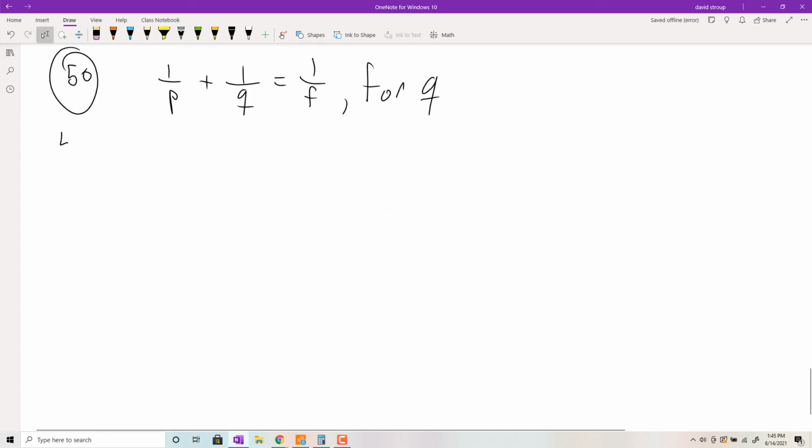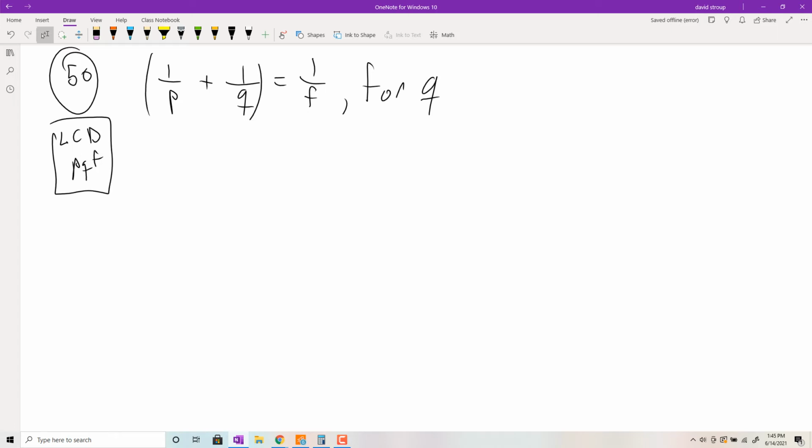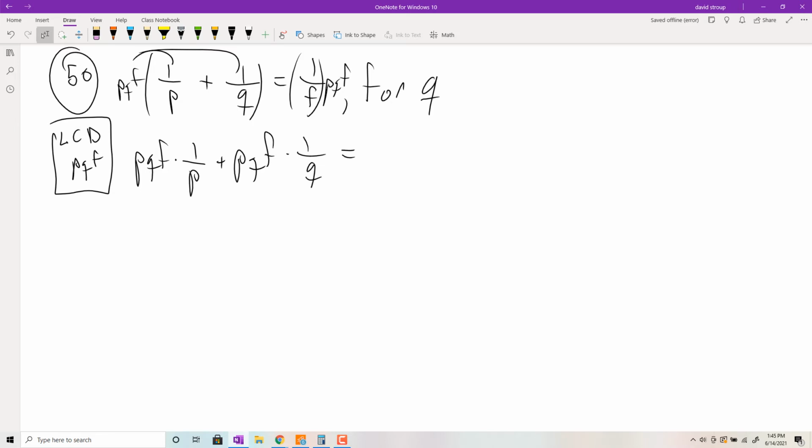So anyways, I'm going to get my LCD here, and again it's PQF. So I'm going to multiply this by PQF, multiply this by PQF. Okay, distribute. So I have PQF times 1 over P plus PQF times 1 over Q. And over here, the F's will cancel this time, and you're left with PQ. On the left, these P's will cancel out. Sorry, it seems like I'm mixing up my left and my right so an awful lot the older I get. The Q's divide out in the second term, so I get PF.